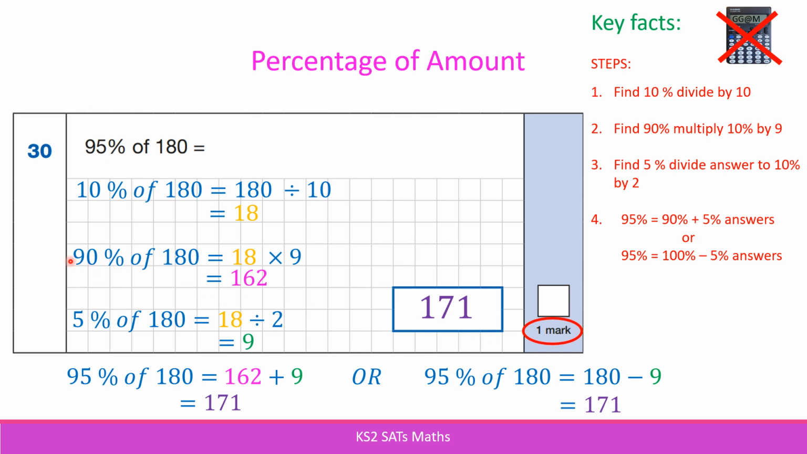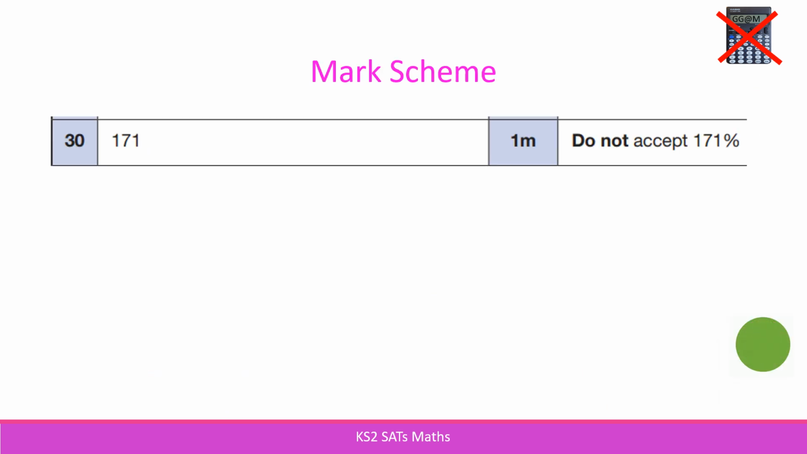Now, a lot of people will probably prefer to do the 90 plus the 5, as I said earlier. It is quicker to do 95% by doing the 100 take away the 5 to give you the 171. It is personal preference as to which method you choose, as long as you can get the right answer. Give yourself a big tick if you got it correct. Well done. The mark scheme on this question shows the answer is 171 for 1M, which means 1 method mark. It says do not accept 171%. So if you put a percentage after 171, that means you would get the answer wrong and you would not get the mark.